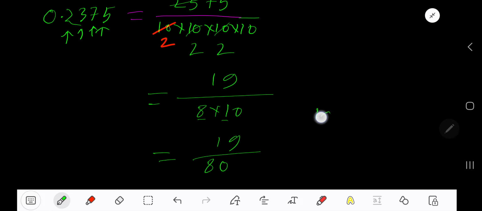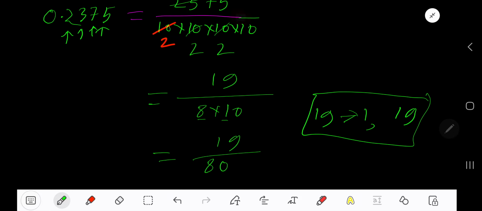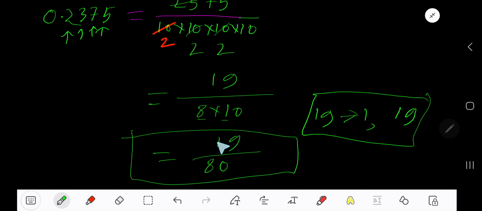19 is a prime number. It has only two factors, 1 and 19. If you get a prime number either in the numerator or denominator, you have to think that you are done. So this is the lowest term or simplest form.